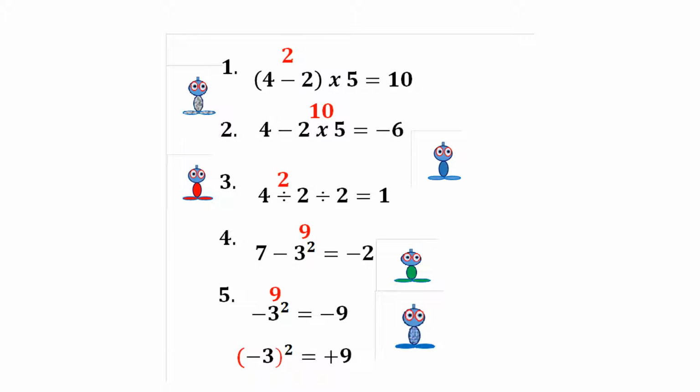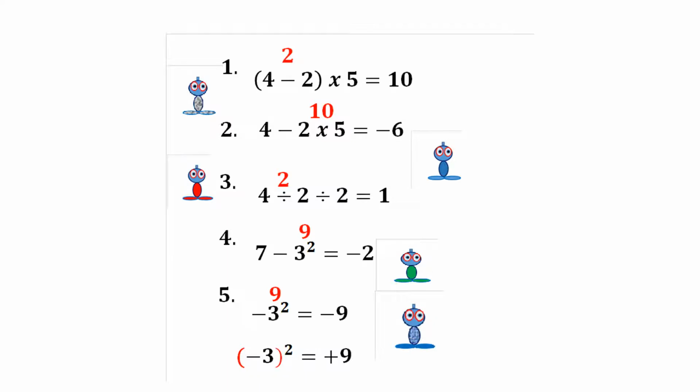We come to our next problem. We have the negative of whatever 3 squared is. We must do the exponent first. 3 squared is 9, and we have negative 9. That's quite different, as I've shown below. Negative 3 quantity squared is a negative times a negative, which is a positive 9.